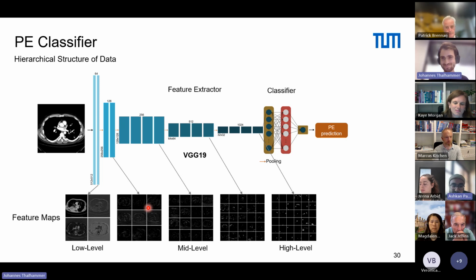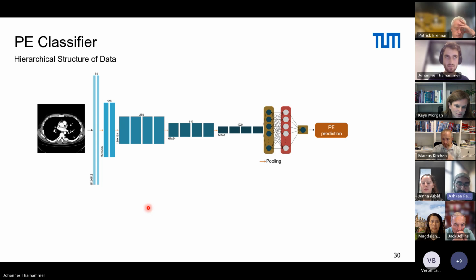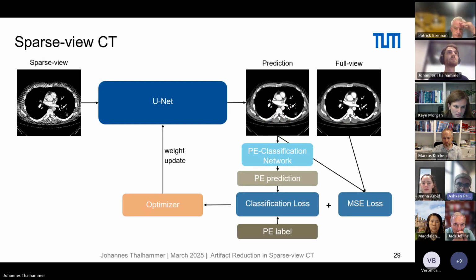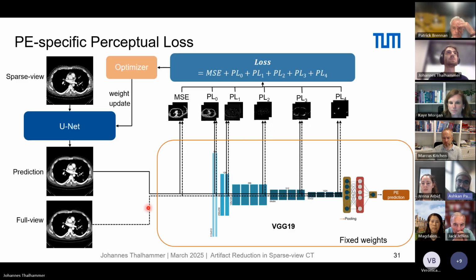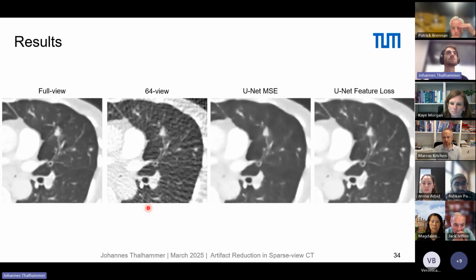And I was also curious, on the slide before where you showed different results of this network, I was curious what you think, to what extent all this parenchyma detail that is added is real, because I was trying to compare it to full view. Or, as it is a perceptual loss, it's trying to make it look more like there's something there, but it's not necessarily.